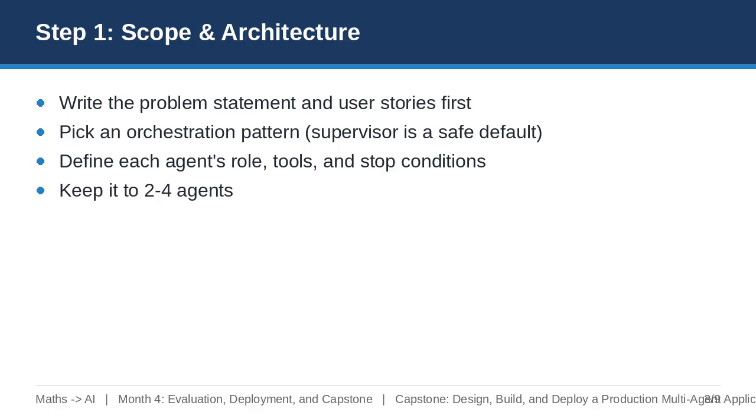Start from the user outcome, not the framework. Write a 1-paragraph problem statement and a few user stories. Then choose an orchestration pattern. The supervisor or orchestrator-worker pattern is the safest default because it's predictable and debuggable. Define every agent's role, its allowed tools, and when it should stop. Resist the urge to add agents. 2 to 4 is plenty, and each extra agent multiplies your failure surface.